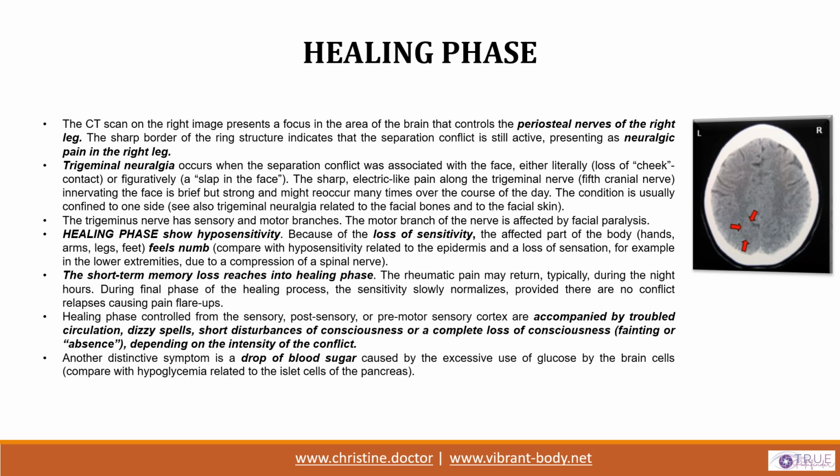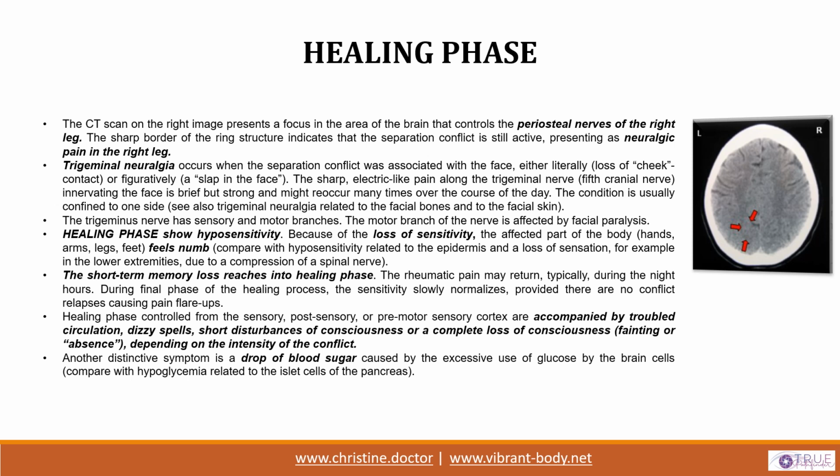The CT scan here on the right presents a focus in the area of the brain that controls the periosteal nerves of the right leg. The sharp border of the ring structure indicates that the separation conflict is still active, presenting itself as neuralgic pain in the right leg.